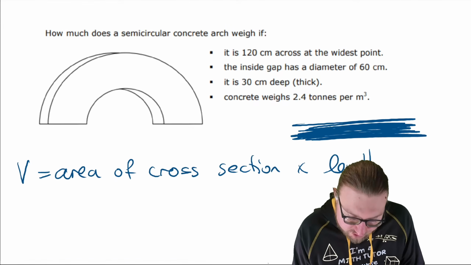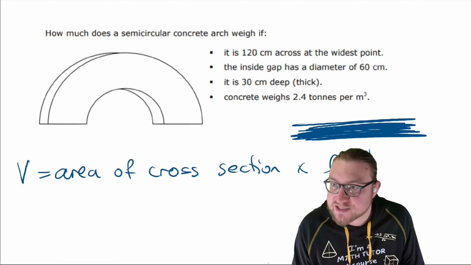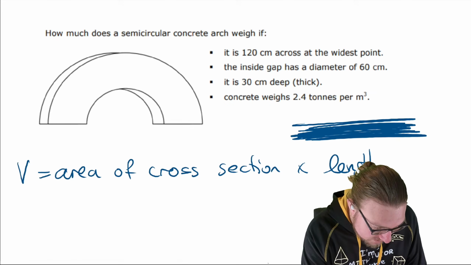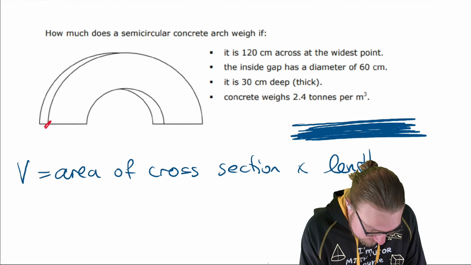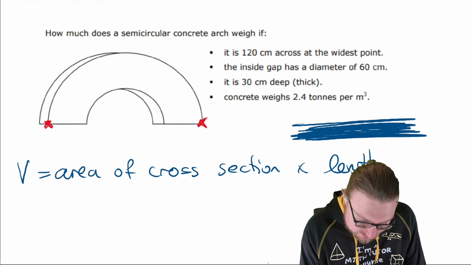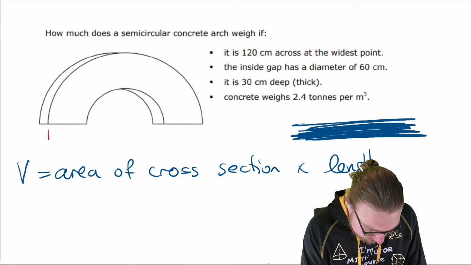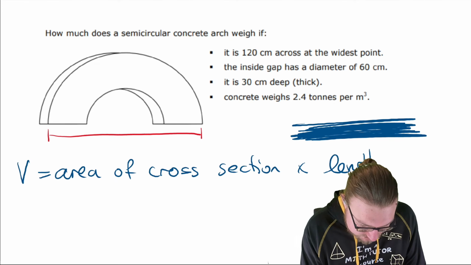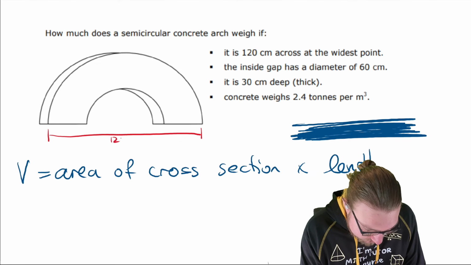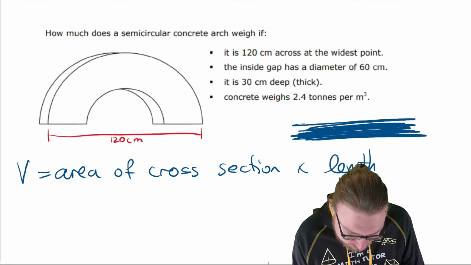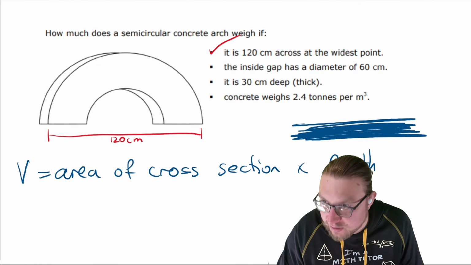We have 120 meters across the widest point. So the widest point would be from one side to the other side. That's the widest point. So from here all the way till here, we have 120 centimeters. So we're done with this part. We can tick that off.